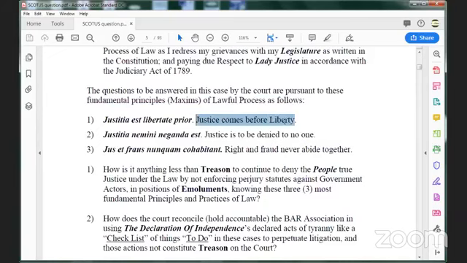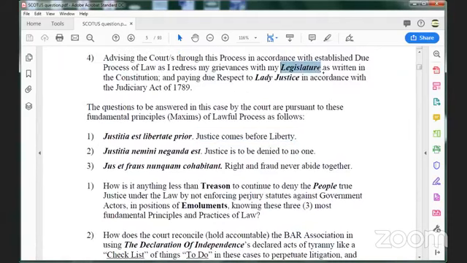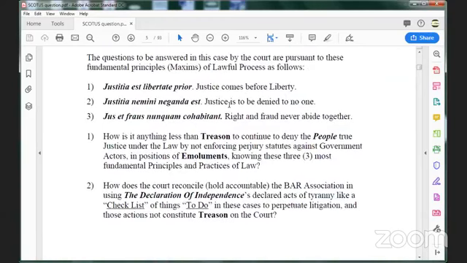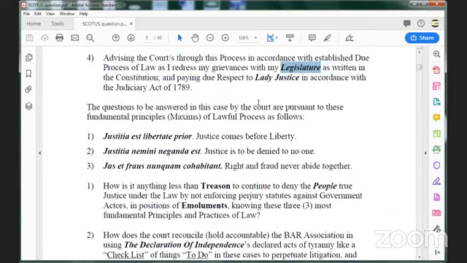One of those is justice comes before liberty, and justice is to be denied to no one. So if they're denying justice, they're denying liberty. In the preamble, let's see here. What did the preamble say? We secure the blessings of liberty. Well, that's in the legislature, not the court. The court came later. Okay? So because these trespasses have been the result of denial of justice, they've denied liberty.